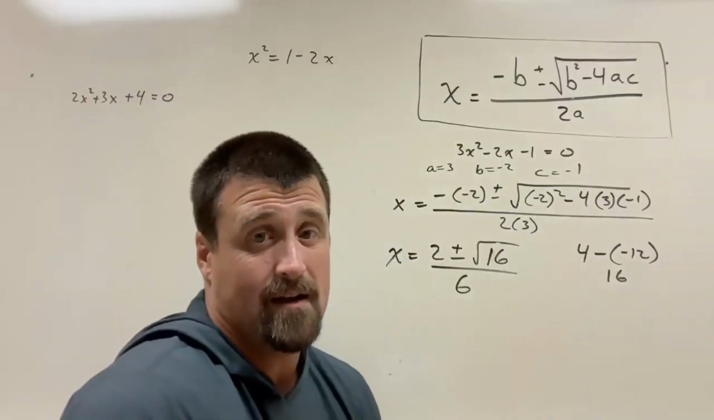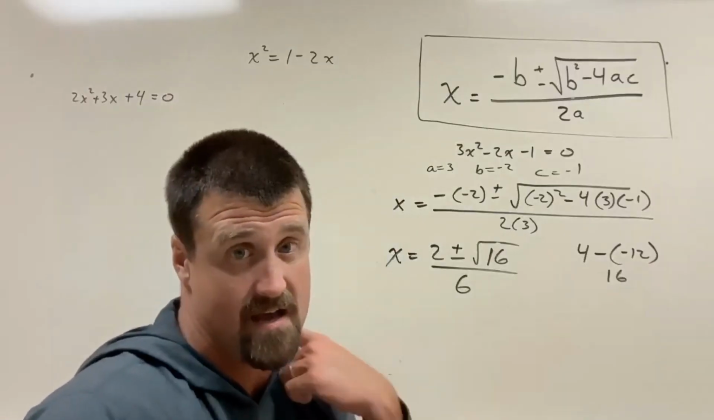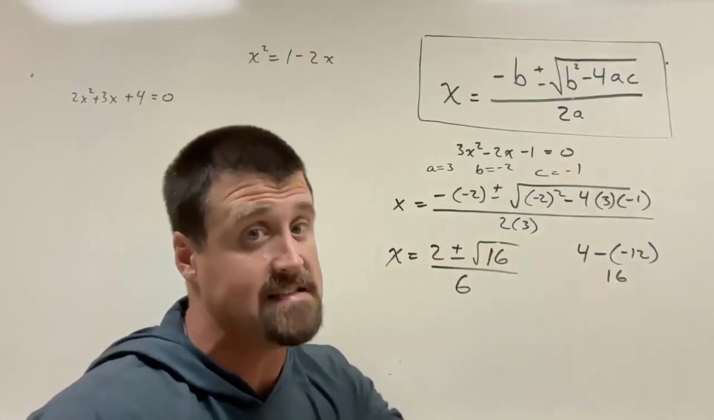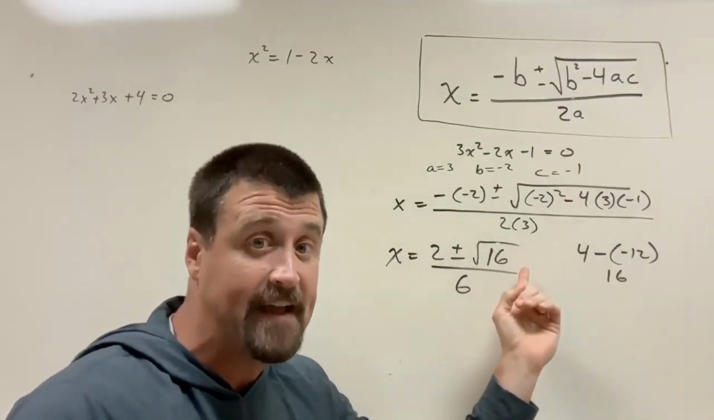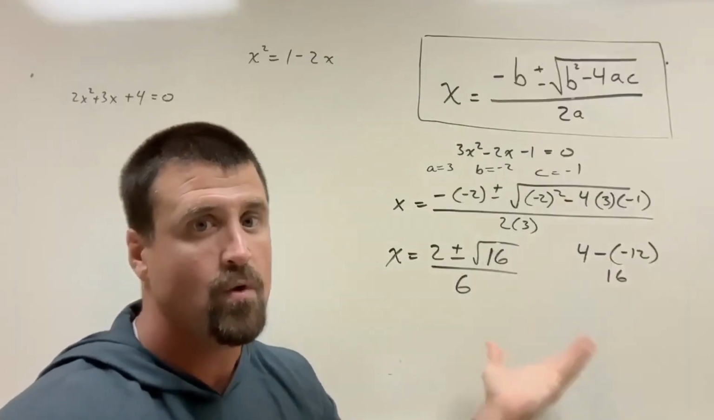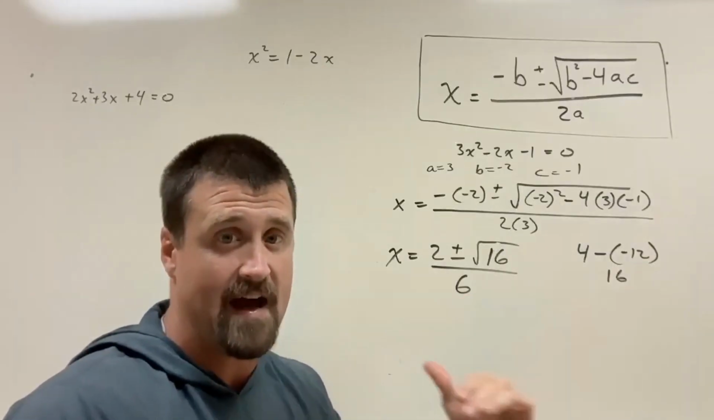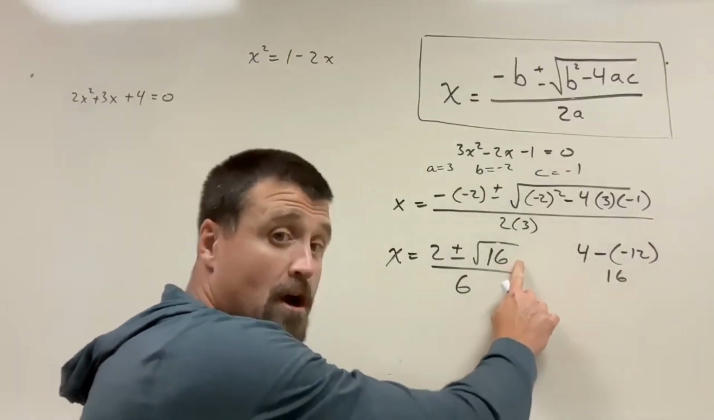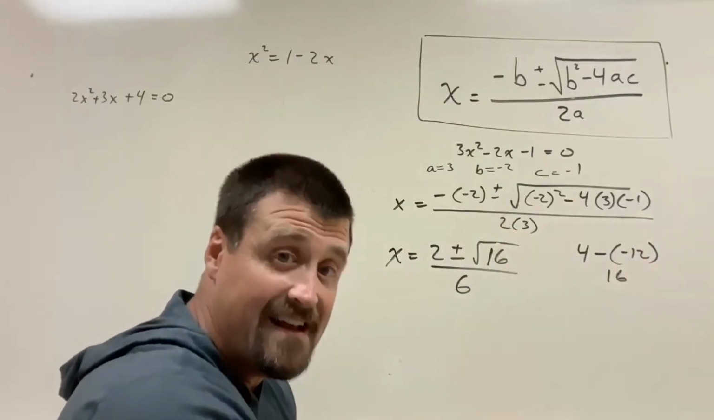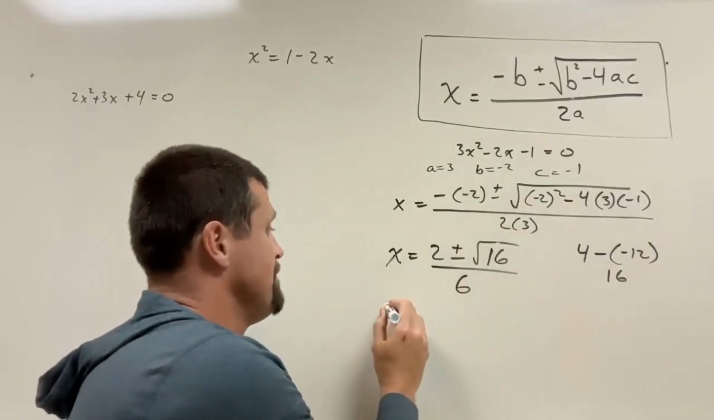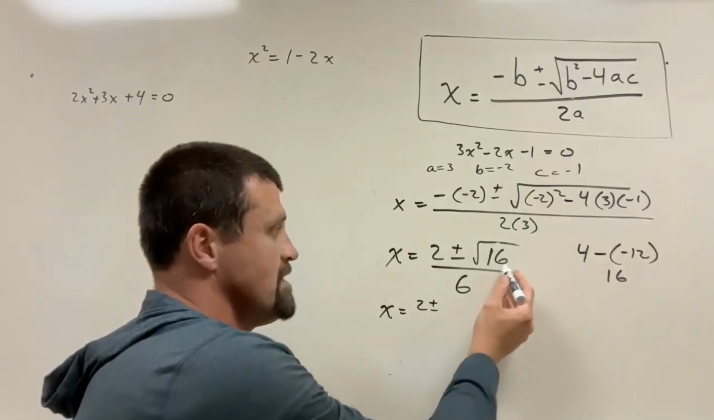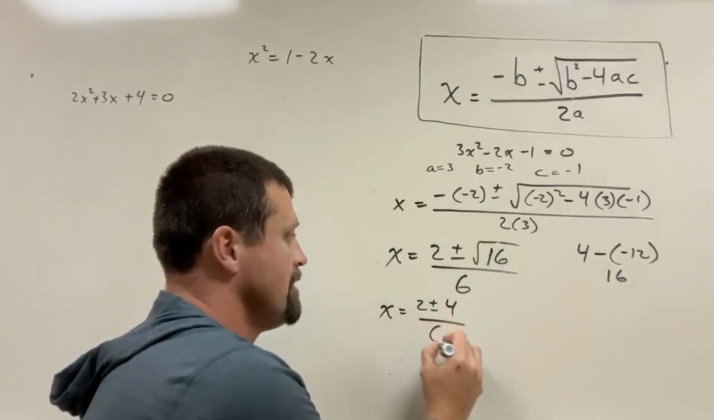At this point, we could be done if the square root does not simplify. If this was the square root of 15 or 17, we would stop and leave that as our final answer. Okay? But because we know the square root of 16, you need to continue and get a fully simplified answer. So we're going to write x equals 2 plus or minus the square root of 16 is 4.